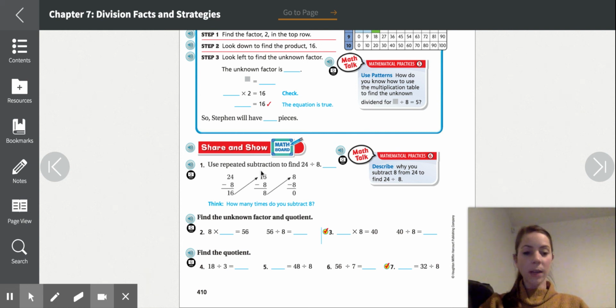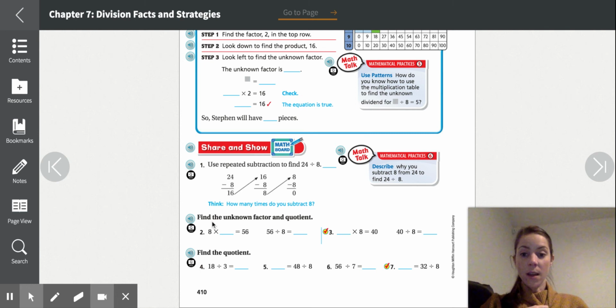Okay, so I'm going to give the directions for the share and show. This is lesson 7.8. All right, the first one says use repeated subtraction to find 24 divided by 8, and they kind of already did the subtraction for you. So you need to figure out what is the last thing you're supposed to count in this division equation, and how do you do that in this model.